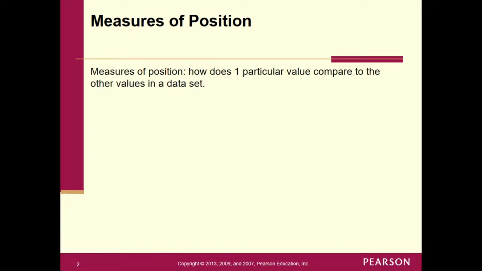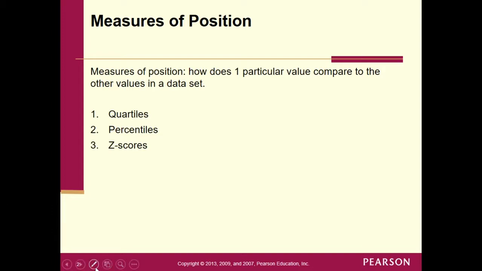So what are measures of position? Basically what we're doing is we're isolating one value and we're comparing that one value to the rest of the values in the data set. So how does one particular value compare to the other values in your data, okay? There's three measures of position. You have quartiles and percentiles, and they're very much related to one another, and then you have z-scores, okay?